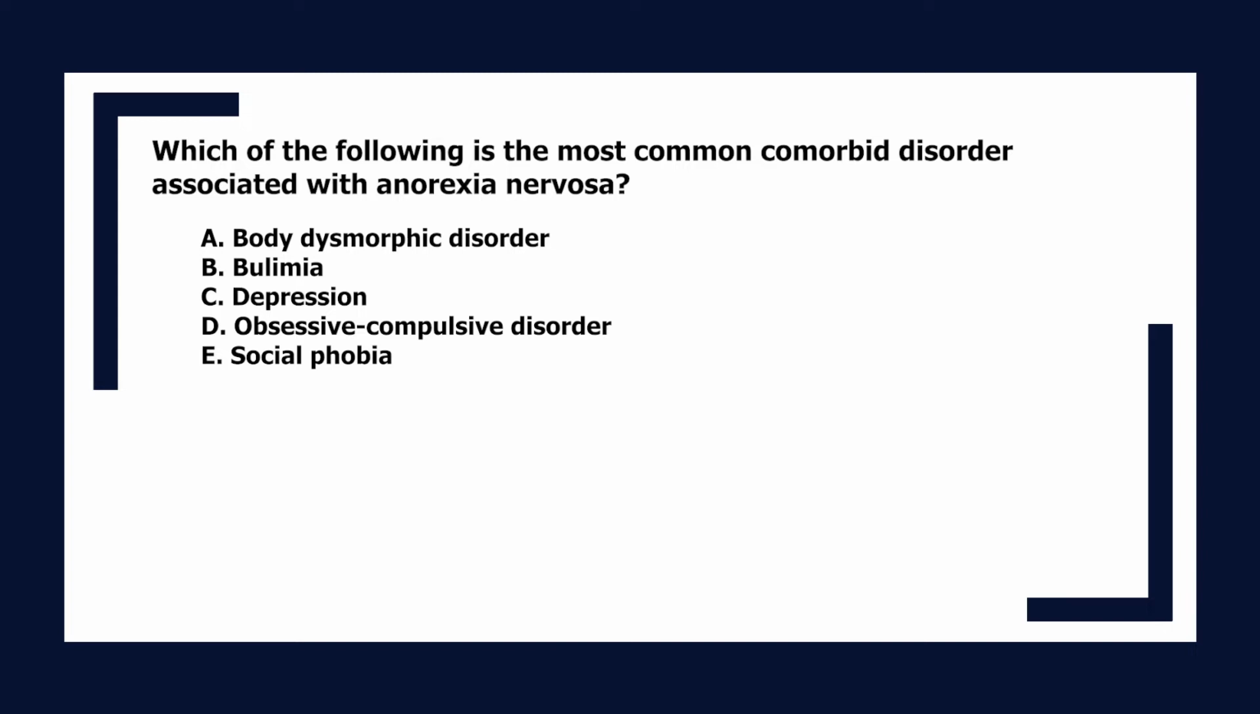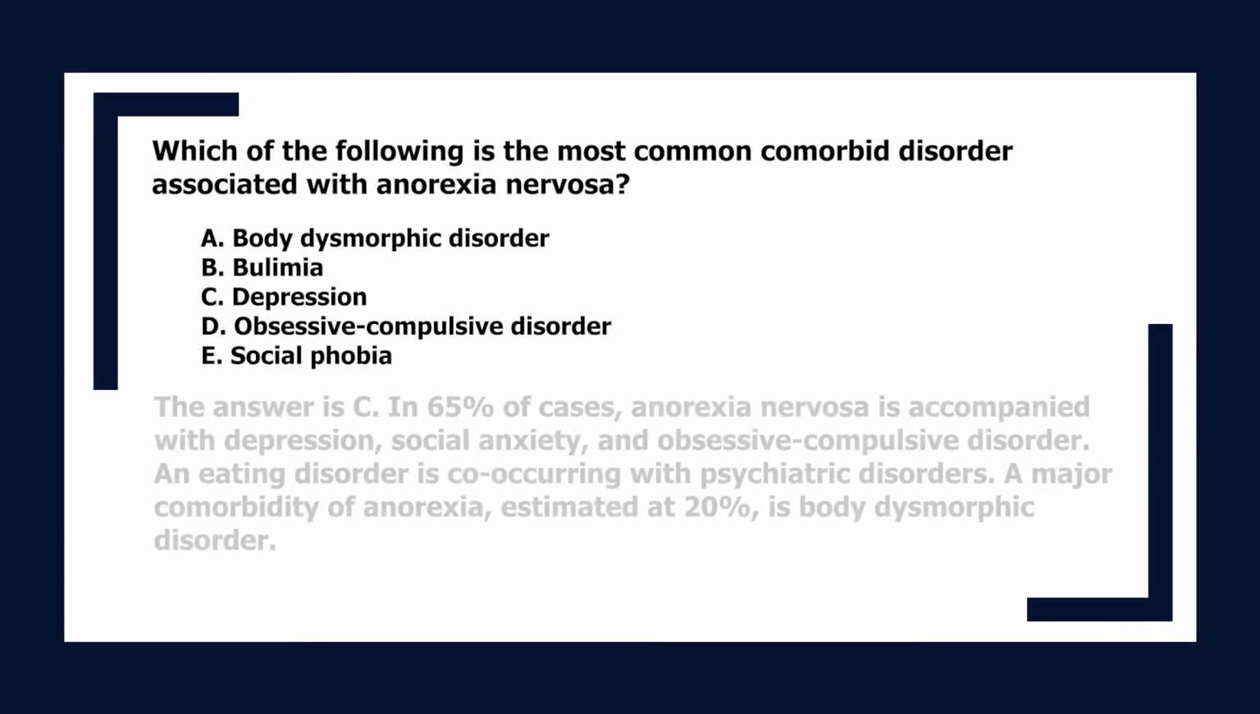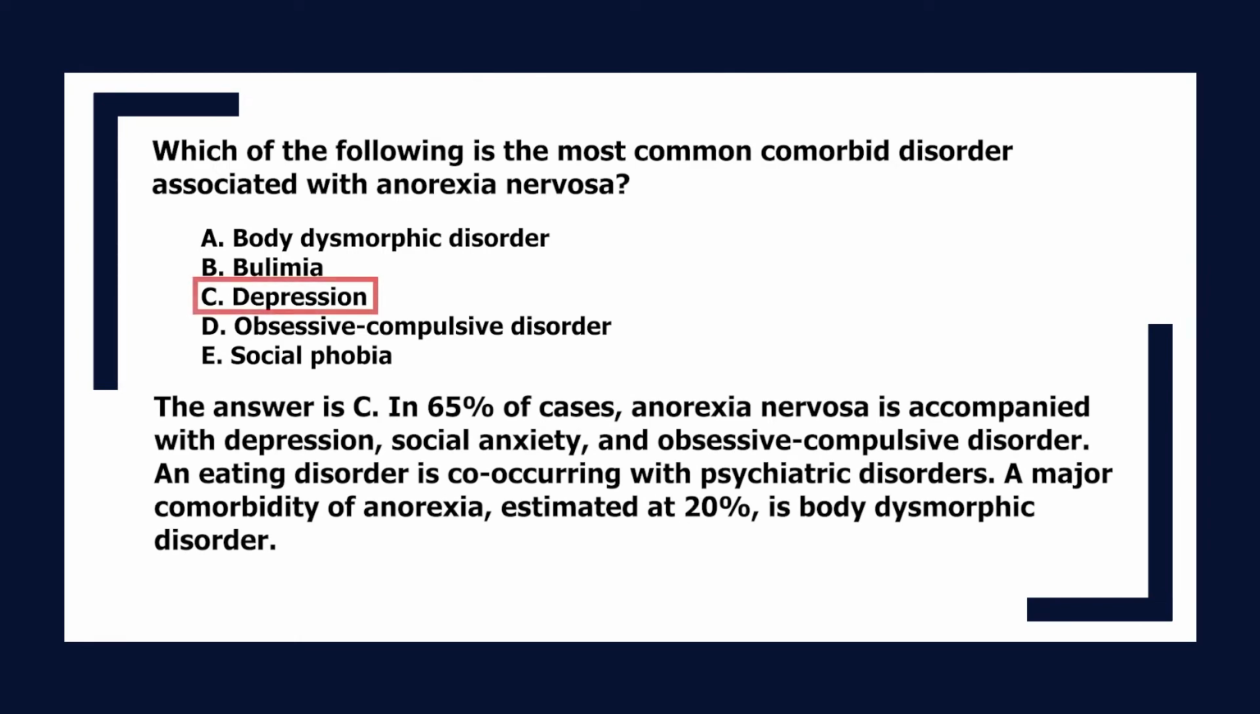Which of the following is the most common comorbid disorder associated with anorexia nervosa? A. Body dysmorphic disorder. B. Bulimia. C. Depression. D. Obsessive compulsive disorder. E. Social phobia. The answer is C. In 65% of cases, anorexia nervosa is accompanied with depression, social anxiety, and obsessive compulsive disorder. An eating disorder is co-occurring with psychiatric disorders. A major comorbidity of anorexia, estimated at 20%, is body dysmorphic disorder.